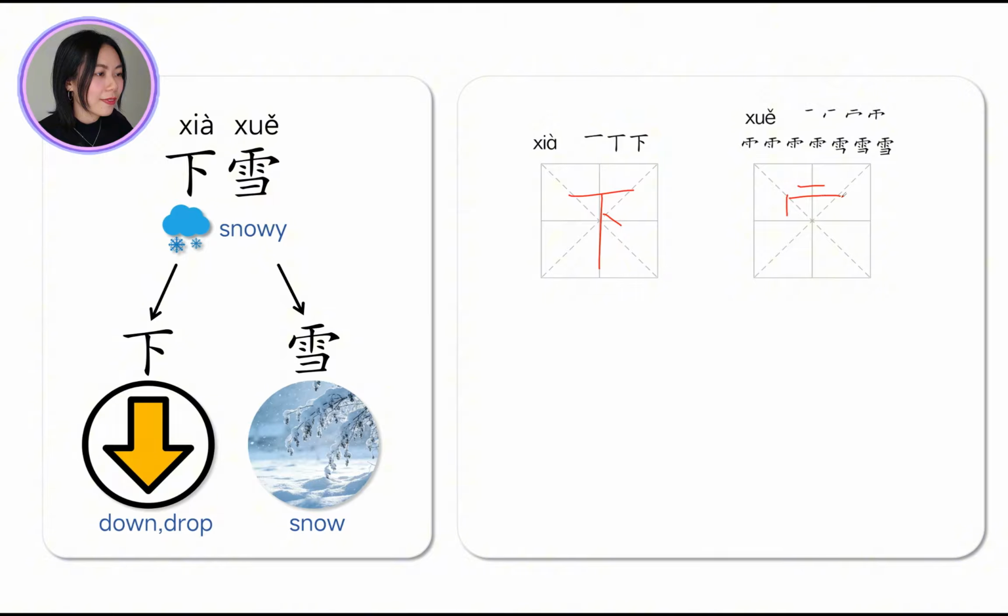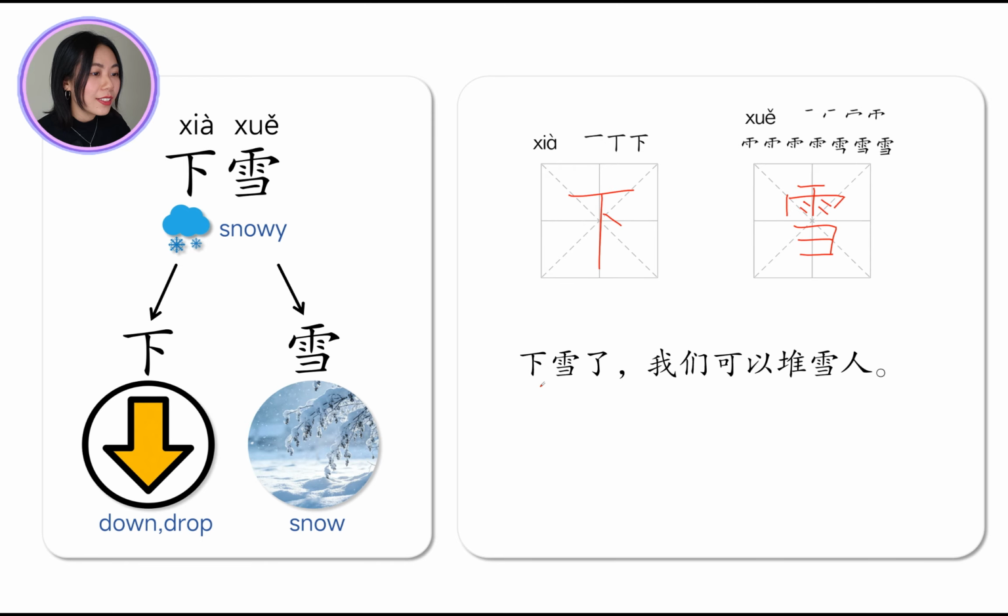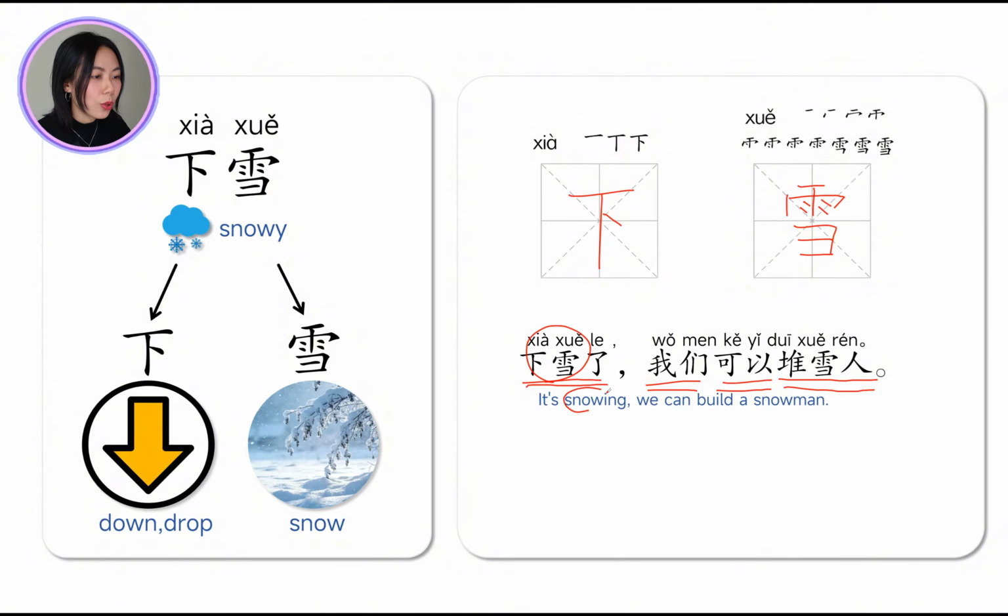雪. We have a rain on the top, and then at the bottom, very good, 雪. Let's try the sentence. 下雪了，我们可以堆雪人。下雪 snow. The 了 is just like we explained before.